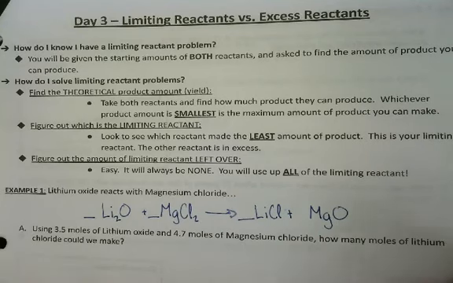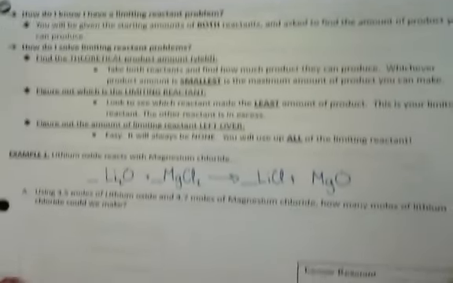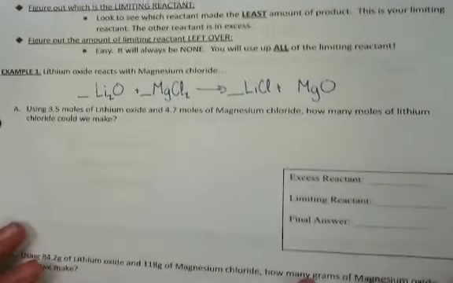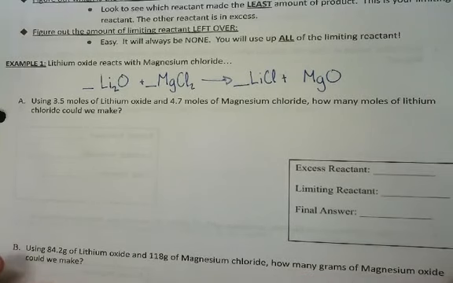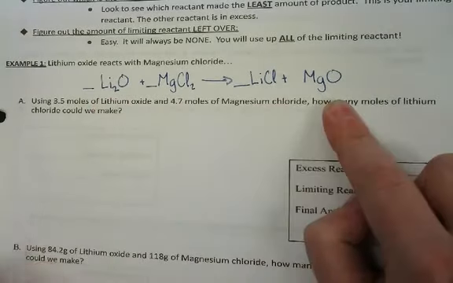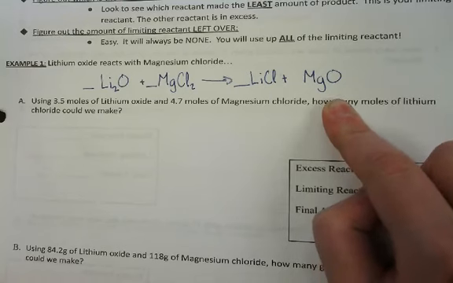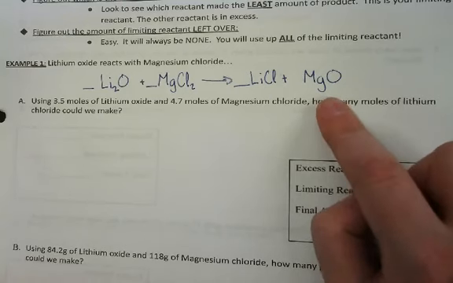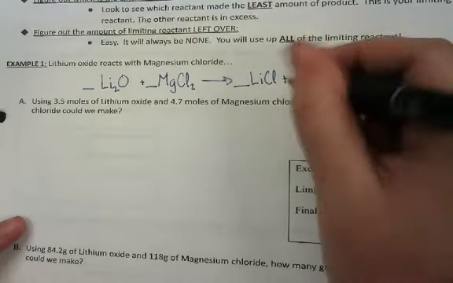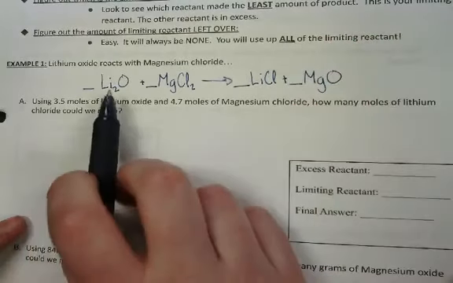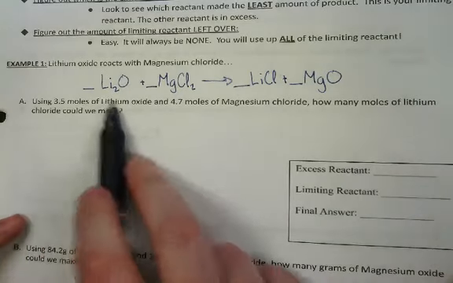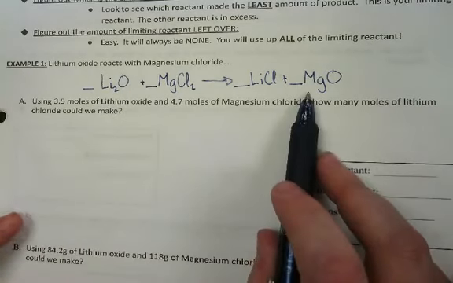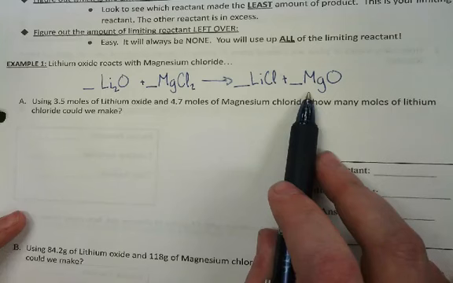Okay? So, let's go ahead and set this up. So we had talked about how on your quiz and your test, you are going to be given the reaction, but you're going to have to balance that reaction. So, this is your reaction for example 1. Lithium oxide reacts with magnesium chloride. This is what you would get on your quiz and your test. Then you're going to have to balance it.